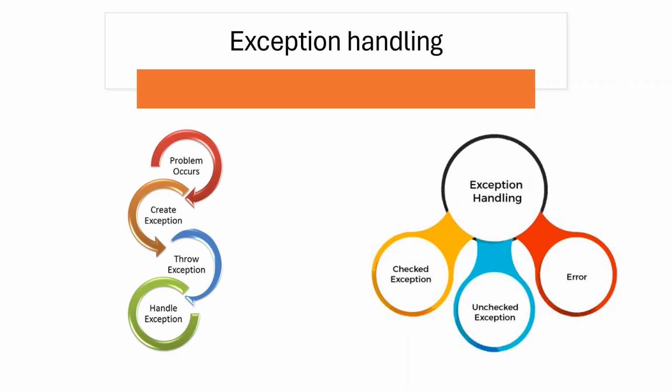Exceptions may have many types: arithmetic exception, array index out of bound exception, and like this we have many exception types. So we have to throw the exception by identifying its type. After that we have to handle the exception. Here, same thing: exception handling, checked exception, unchecked exception, error. We have to identify the types of the exceptions that we are finding.